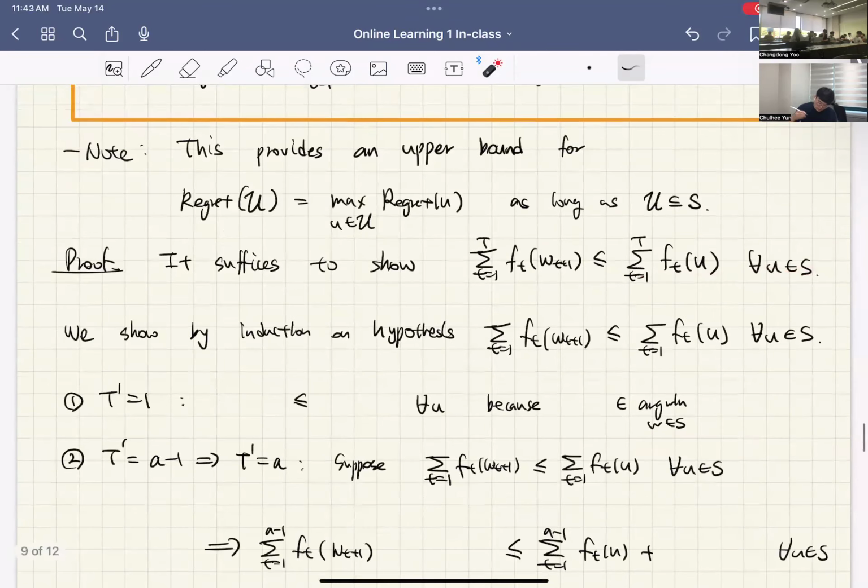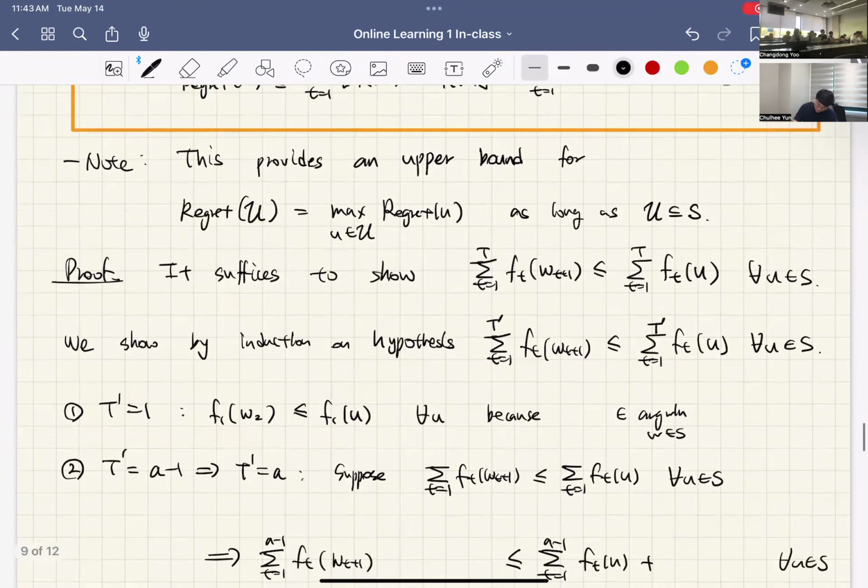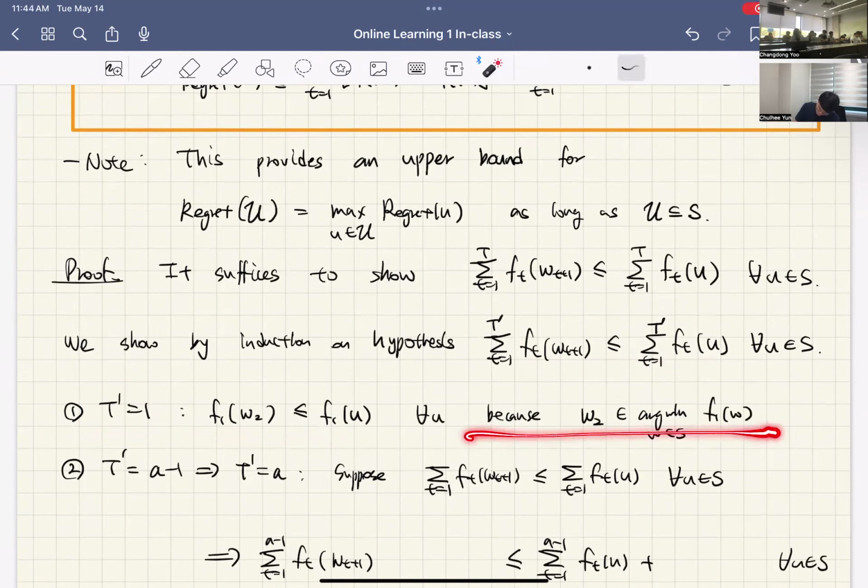And for this, we can actually use mathematical induction on the inductive hypothesis that I denote using this t prime. We want to show this statement for t prime equal to one all the way up to T. So t prime being equal to one serves as the base case. For the base case, the inequality boils down to f_1 evaluated at w_2 being less than or equal to f_1 evaluated at u. And this is trivially true by the definition of w_2, because our FTL algorithm chooses w_2 to be the argmin of f_1, so the base case is trivially true.